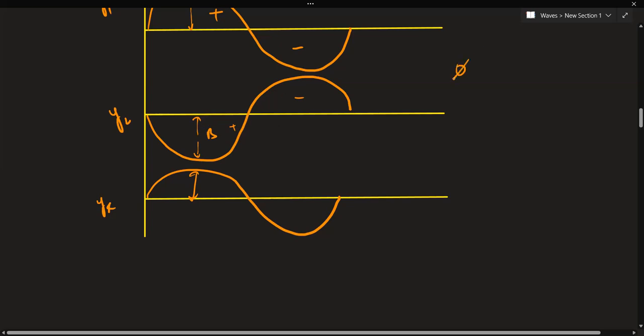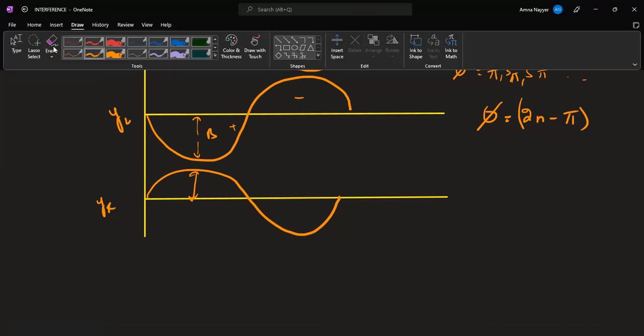So see here, the value of phi for it will be pi, it will start from pi, then 3 pi, 5 pi, and so on. How? See, for this first it will be pi, then 3 pi, then 5 pi and so on. So the general formula for this is (2n minus 1) pi. So you can write 2n minus 1.